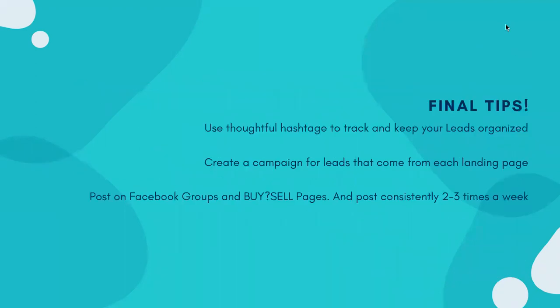Use thoughtful hashtags to track and keep your leads organized. So hashtags are going to be, once the lead comes into the system, how you're going to be able to track these and group them, put them on a campaign. So be really thoughtful with your hashtags before you even start using this landing page so that you're leveraging it. And then use those hashtags and create a campaign for leads that come from each landing page. So once you collect all these leads, what are you going to do with them? Hopefully you're going to have some sort of campaign that's thought out and nurturing them so that you can get them to transact.